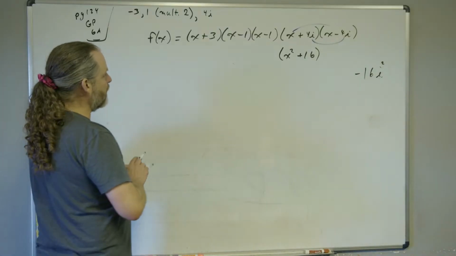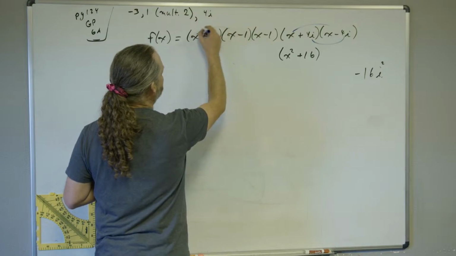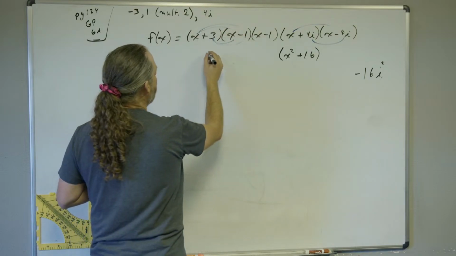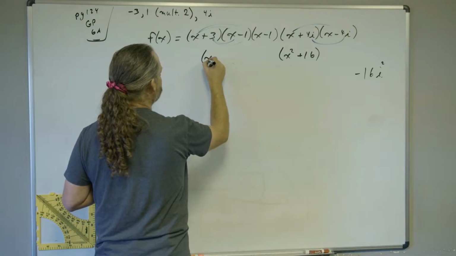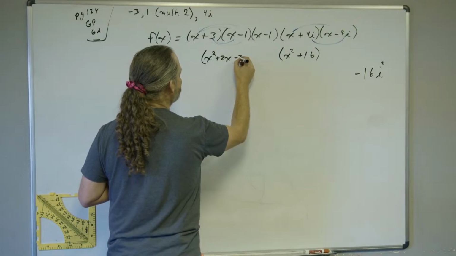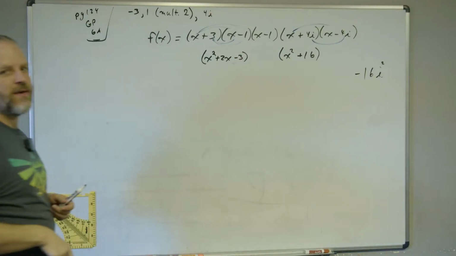Okay, so coming over here, we got all the things. This one and this one and this one and this one. So x squared plus 2x minus 3. I skipped some steps.